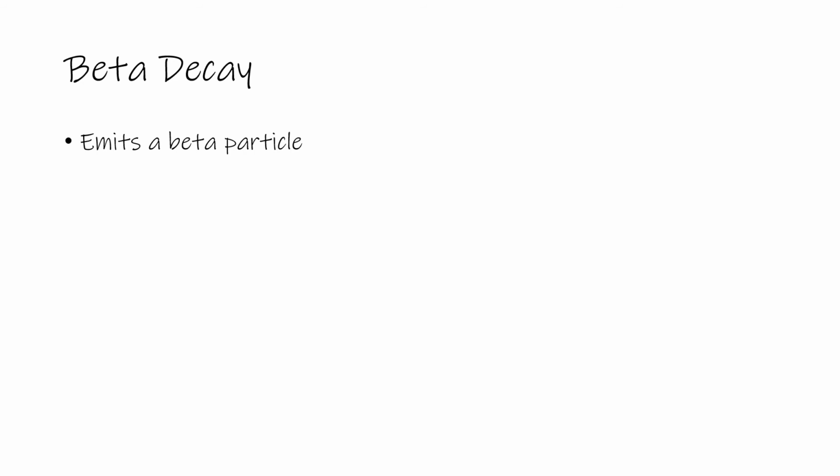Okay, so let's look at a beta decay reaction. In a beta decay reaction, it's going to emit a beta particle that is written either by the Greek letter beta or by this symbol here, 0 over -1 with an electron. So it emits a beta particle. It has no mass, and we have a -1 for our atomic number down here.